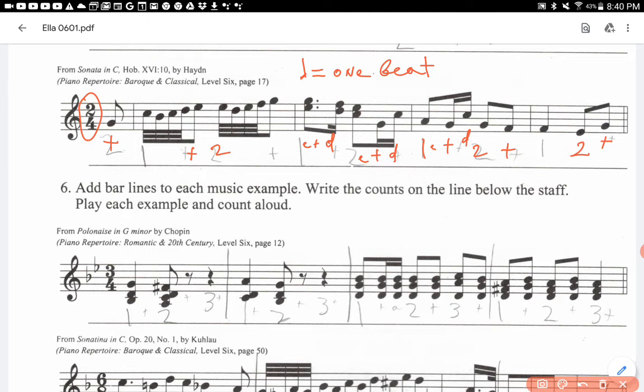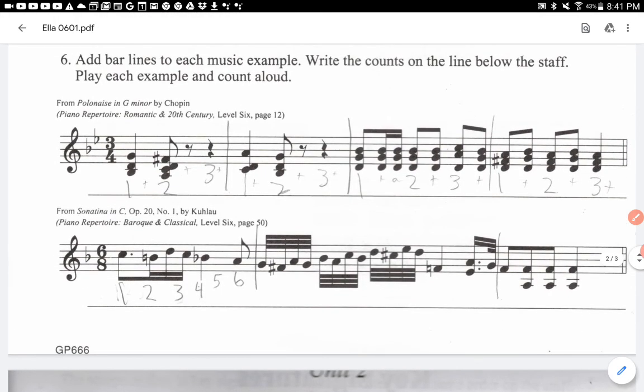Okay, let's see if we can count aloud and play it. 1 and 2 and 1 and 2 and 1 E and 2 and 1 and 2 and 1 and 2 and, okay. So try it by yourself. See if you can do it.